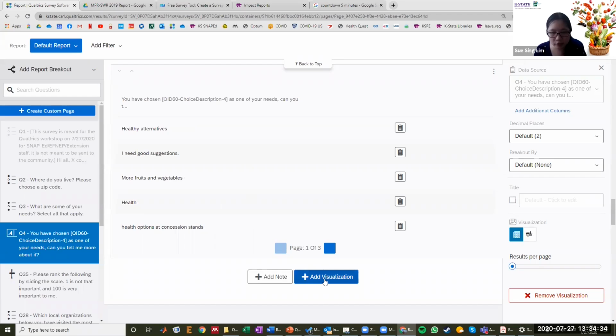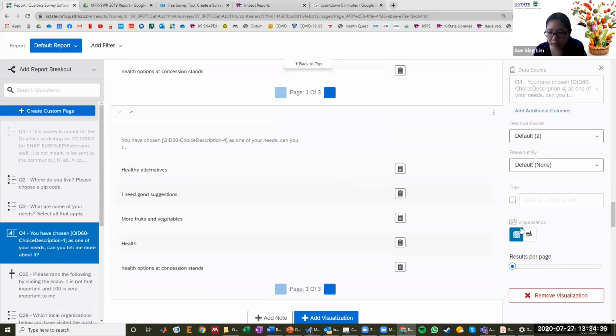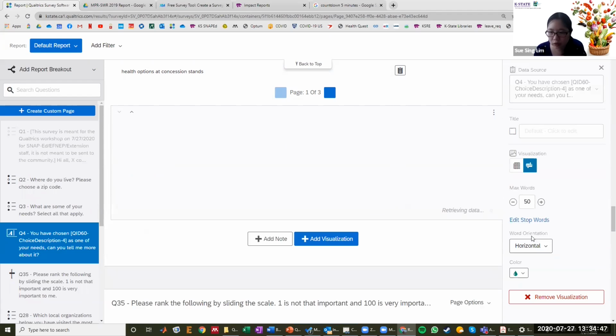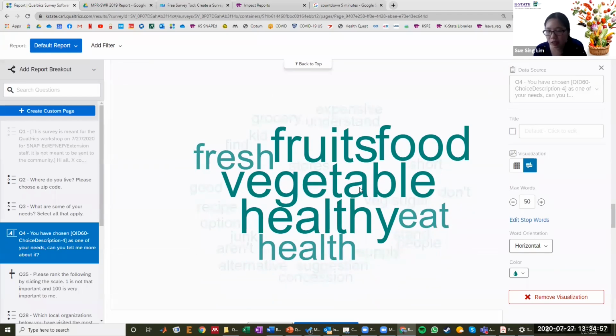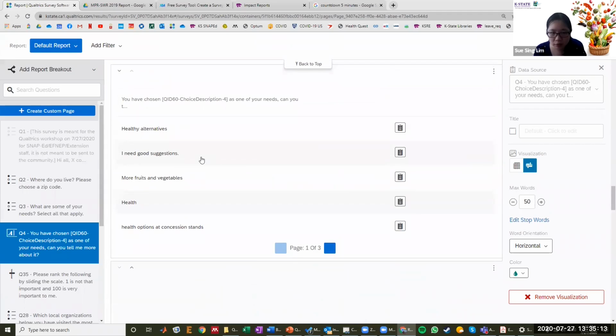I actually can add visualization. Once I add it, look at on the right-hand corner here, there's a visualization. You can do table or you can actually do word cloud. So I'm going to show you what word cloud is. Sometimes it's helpful, sometimes it's not, because, okay, I know fruits. Maybe a lot of people want fresh fruits and vegetables, but I'm not really sure what it means by that. Then you have to go back and look to get more context.